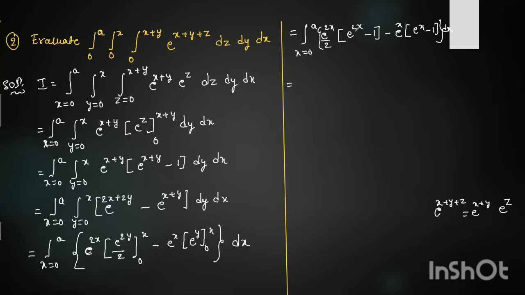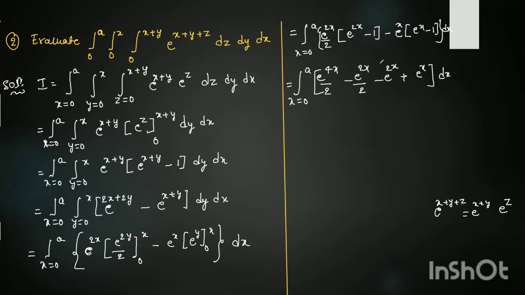So e to the power 2x into e to the power 2x is e to the power 4x divided by 2, x equal to 0 to a, e to the power 4x divided by 2, minus e to the power 2x divided by 2, minus e to the power x into e to the power x is e to the power 2x, minus minus plus e to the power x. Just multiply these terms inside. e to the power 2x into e to the power 2x is e to the power 4x by 2. e to the power 2x by 2 into 1 is e to the power 2x by 2. Minus e to the power x into e to the power x is e to the power 2x. Minus minus plus e to the power x into 1 is e to the power x.